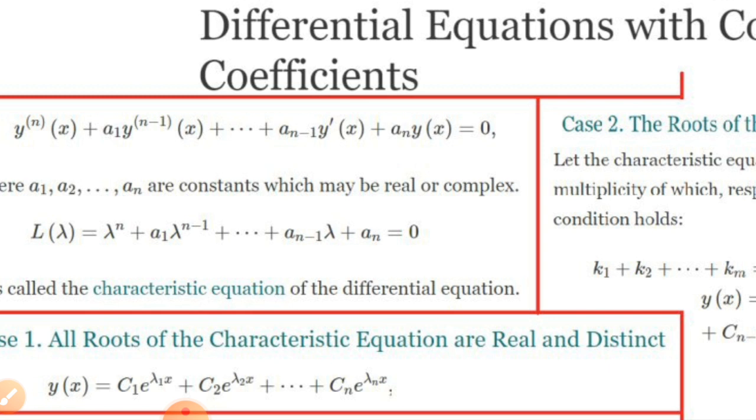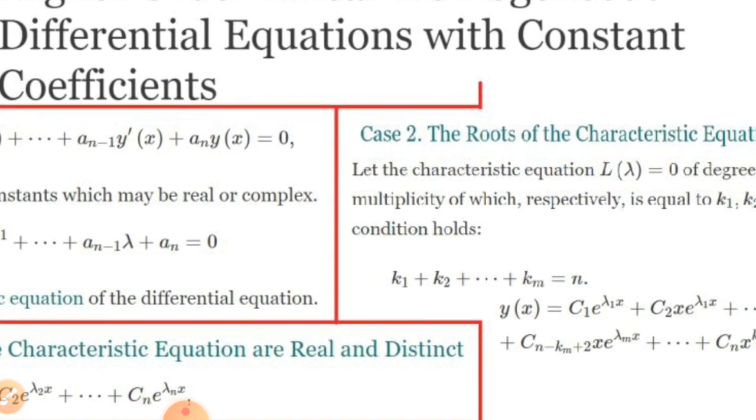There can be a lot of possibilities for these roots. All roots can be real and unequal, meaning real and distinct roots. If the roots are real and distinct, like lambda 1, lambda 2, lambda 3, up to lambda n, because the polynomial is of degree n, the solution of such an equation will be y(x) equals c1 e to the power lambda 1 x plus c2 e to the power lambda 2 x, and like this we can write the solution. So, this is the first possibility.